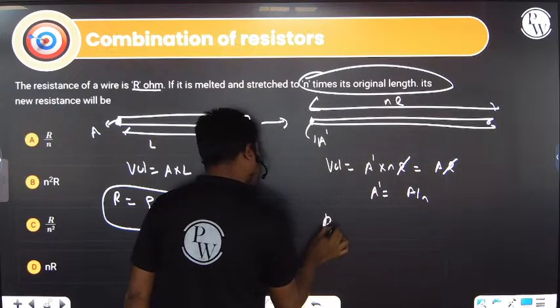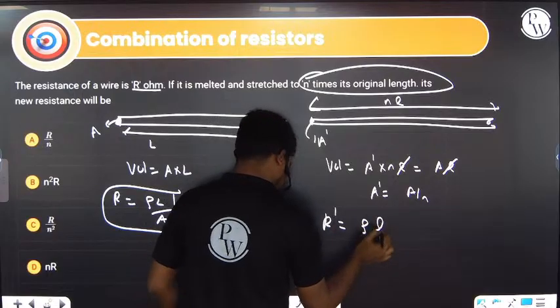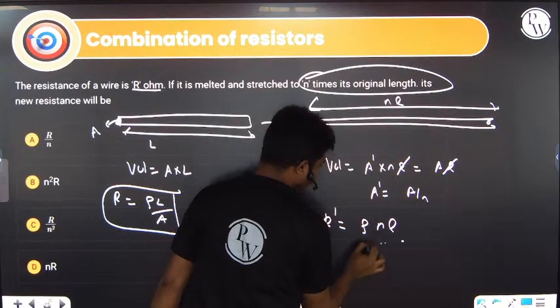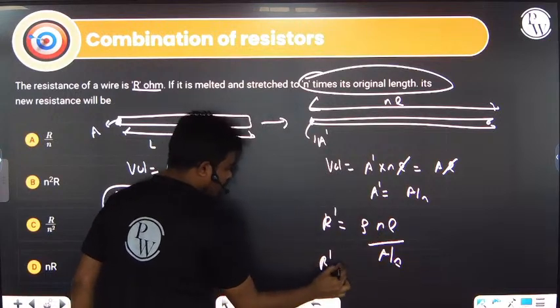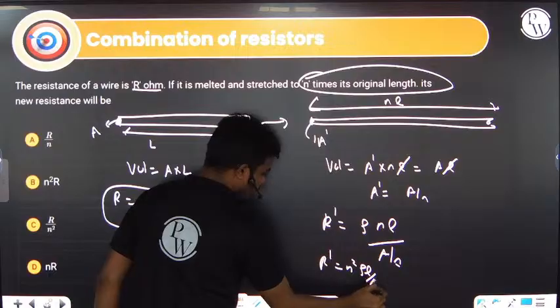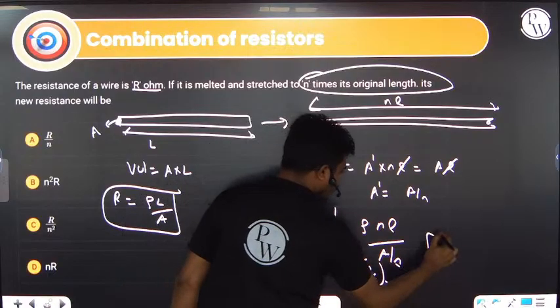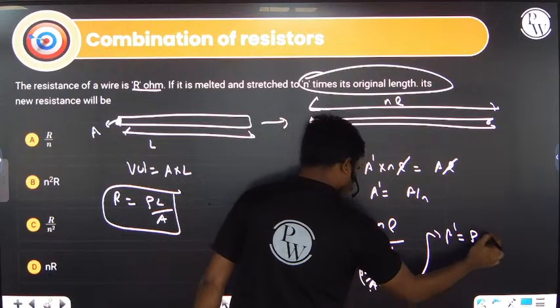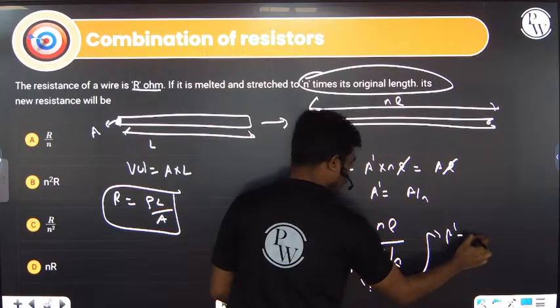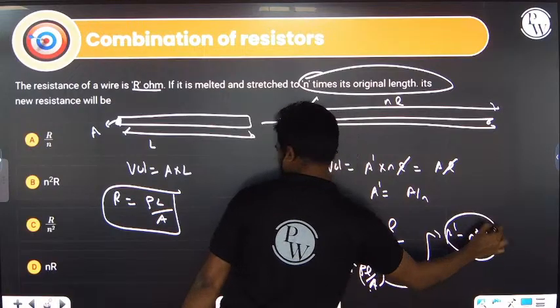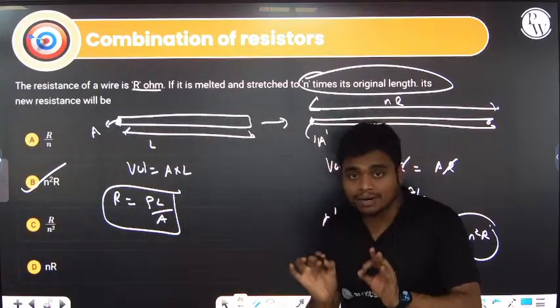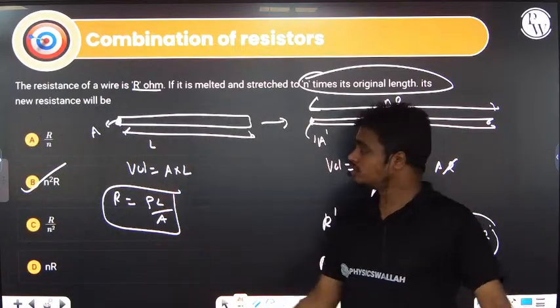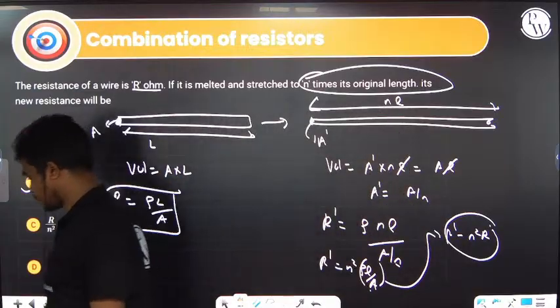So what is the new resistance, R dash? Rho L. How many times L? N times L, divided by the area, which is A by N. So this will go upside, so R dash equals N square rho L by A. This particular term is again R. So R dash here is N square into R. Remember this: whenever on stretching or melting the length becomes N times, then resistance will become N square times. Clear?